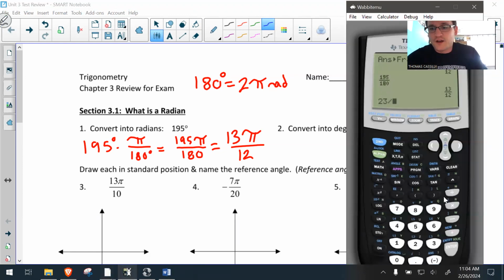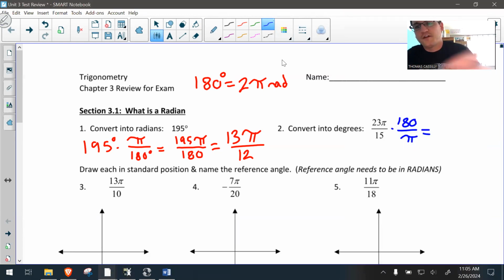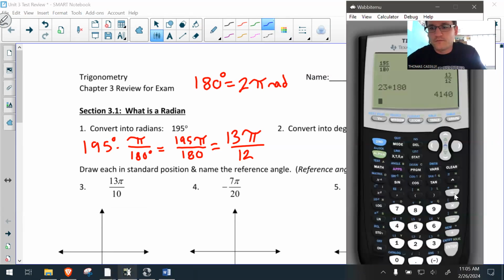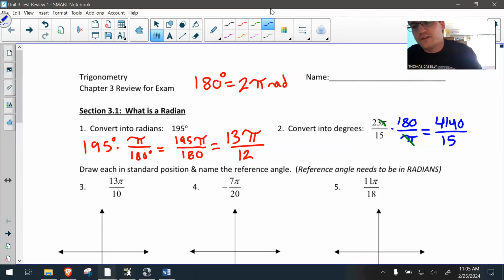So you have 23 times 180 on top. I have no idea what that is. That's going to give you 4,140 all over 15. Your pi's knock each other out, so the pi's are gone. And now that's a fraction you can reduce. It's probably going to be a whole number. 4140 divided by 15 gives us 276. This is a 276 degree angle. There you go.